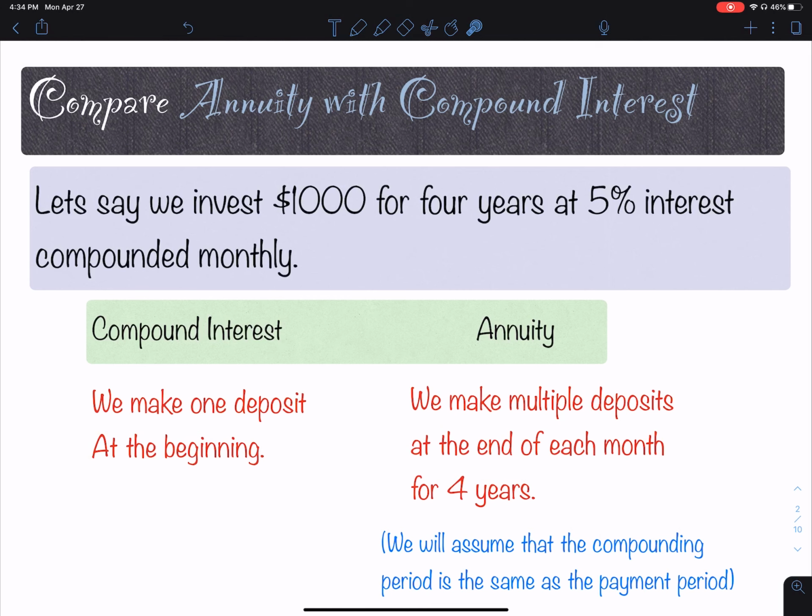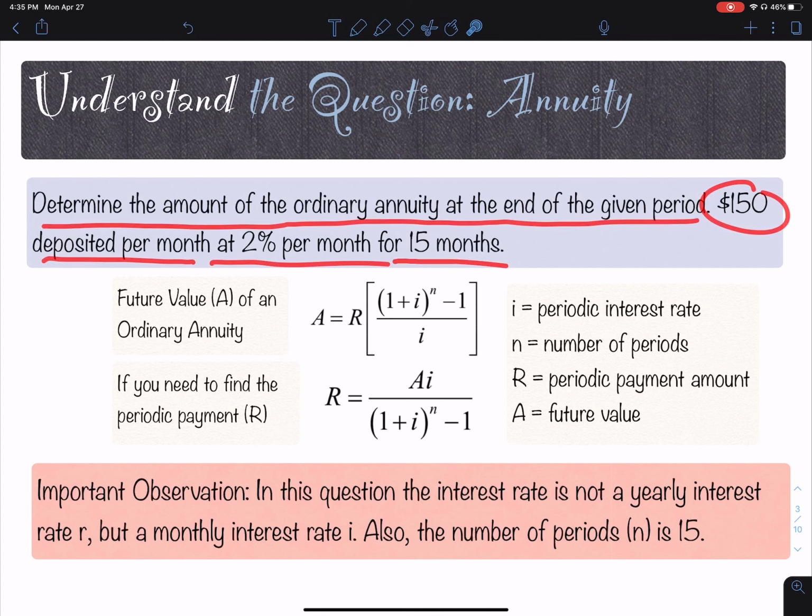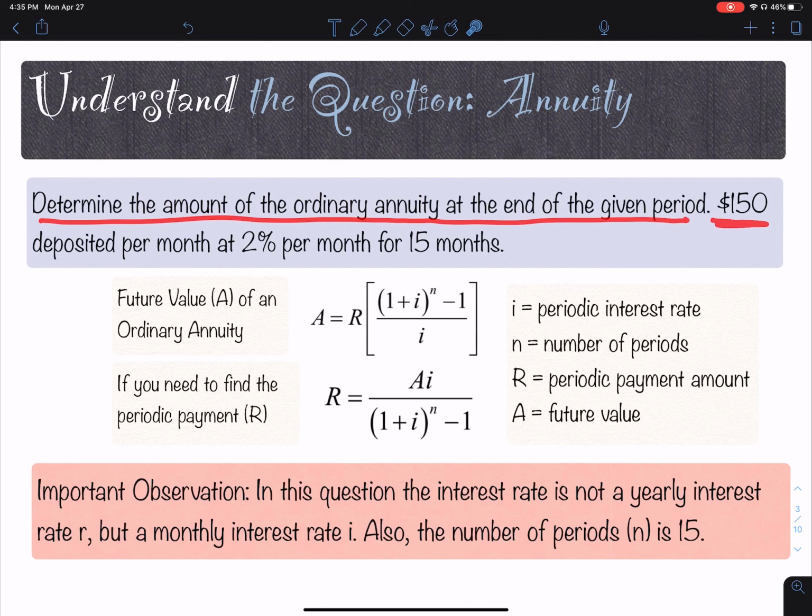Let's take a look at the actual question, and let's try to understand this a little bit. Determine the amount of the ordinary annuity at the end of the given period. $150 is deposited per month at 2% per month for 15 months. $150 is deposited per month. You see that? It's a periodic payment. At 2% per month for 15 months.